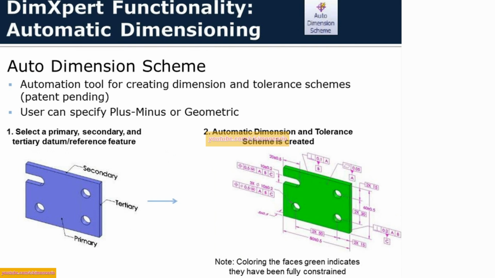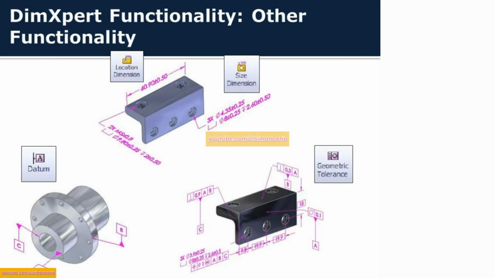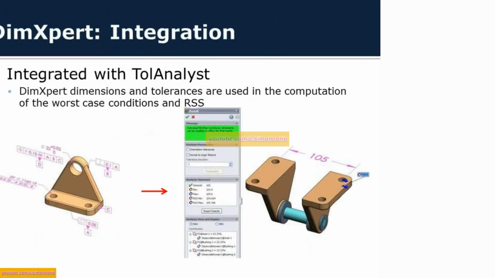The automatic dimensioning scheme, which I showed you, will take the datum planes and apply the tolerances as such. And as you saw previously, you can apply dimensions manually. And the great benefit of this is its integration with the tolerance stackup.